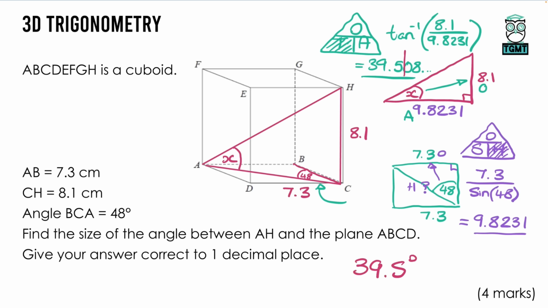Remembering this was an angle, so 39.5 degrees, and that is using SOHCAHTOA in some 3D trigonometry. Of course, not forgetting, you can have to do further trigonometry within SOHCAHTOA, but there we go. There was a nice, or a relatively nice question that only involved right angled triangles.